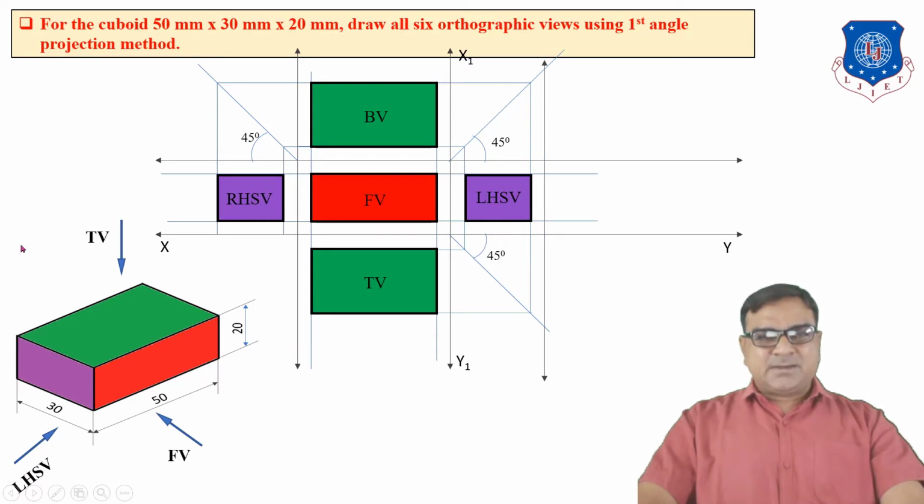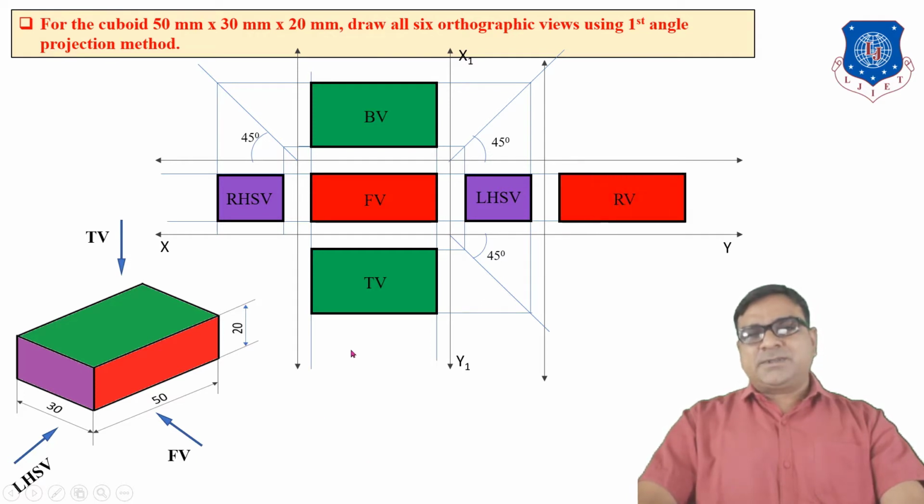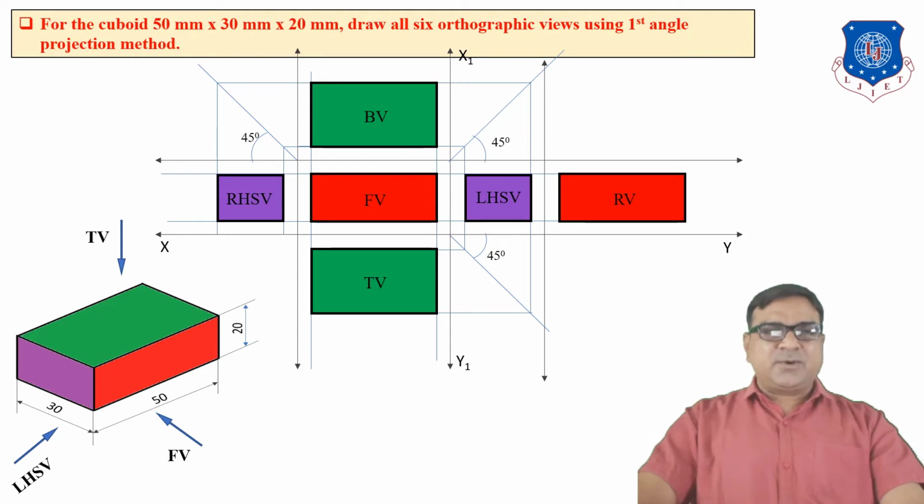And last, when we observe from back side, means rear, the rear view is same as front view, but it is placed here on right of the left hand side. So these are the number of views, but in our practice we have to draw maximum 4 views, front view, top view, left hand side view or right hand side view for remaining problems.